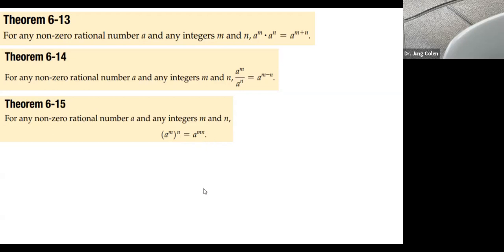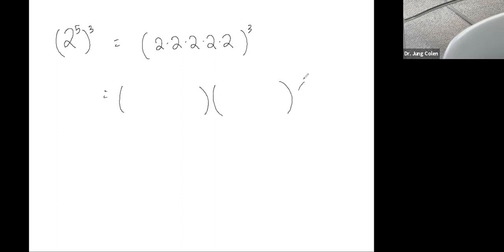Okay, so I will show you an example here. For instance, if we are given 2 to the 5th to the 3rd power. What does 2 to the 5th power mean? It's 2 times 2 times 2 times 2 times 2, right? To the 3rd power. So you have this whole thing 3 more times. So I know I have 2 to the 5th power in each parenthesis.